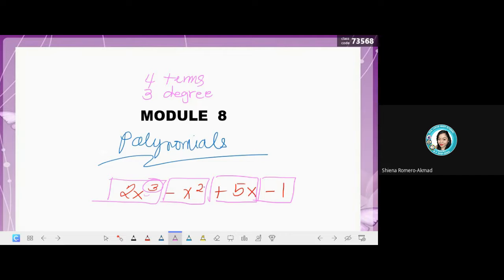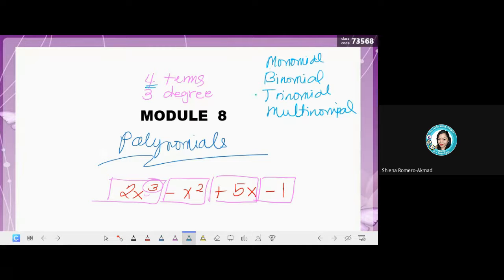Okay? How about the, what do you call this kind of polynomial na may 4 na term? Ano bang tawag natin doon? Diba meron tayong tinatawag na monomial? We have monomial, binomial, naalala nyo yun? Trinomial, and multinomial. Ano yung tawag natin dito kapag 4 yung terms?